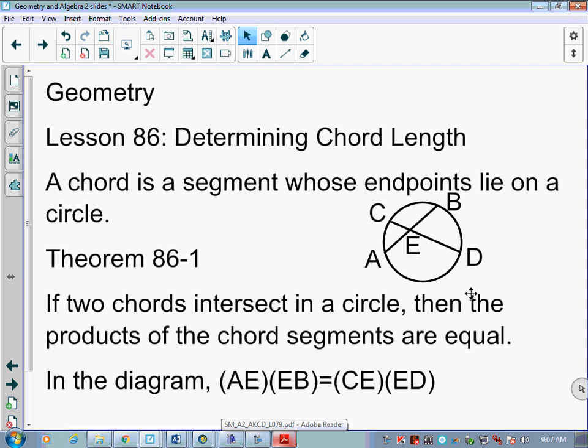86 and 87. 86 picks up on page 560 and deals with something fairly simple. We're talking about circles with chords, so being able to determine the length of a chord. This is specifically done whenever we have two chords that intersect each other. A chord is obviously a line segment that has its endpoints on the circle.